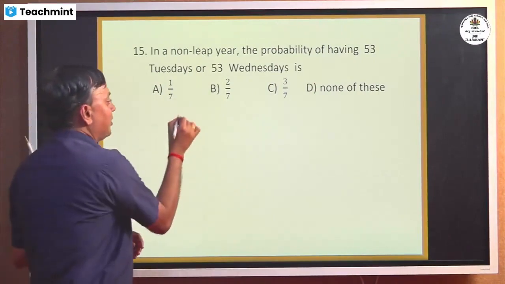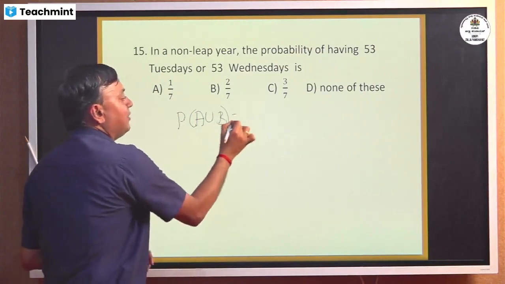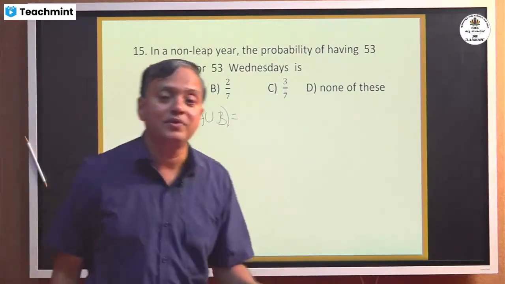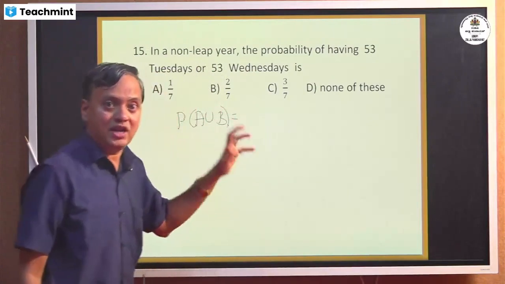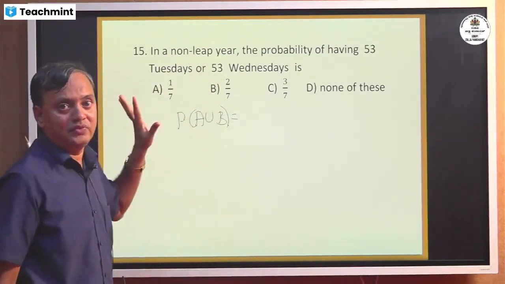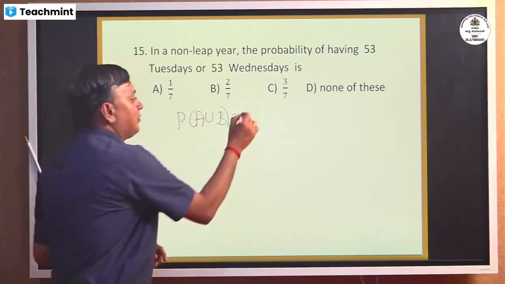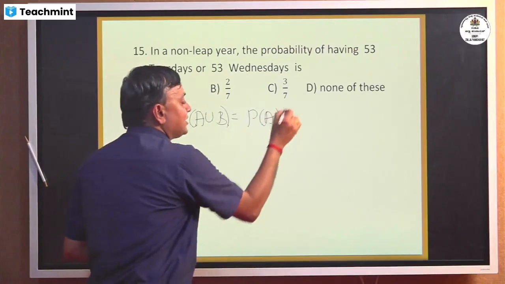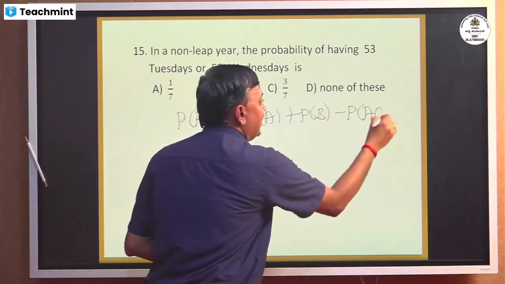This is a very important theorem. What is the probability of A union B? A union B means at least one of A or B, that is, A or B. This is the same concept we learned in the sets chapter. Here, the probability of A union B formula is probability of A plus probability of B minus probability of A intersection B.